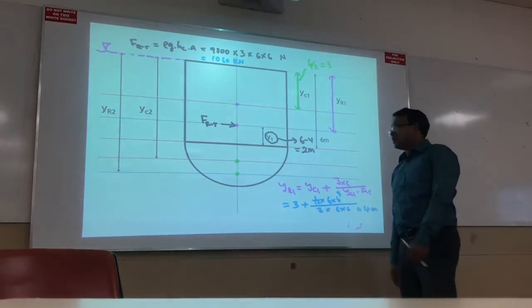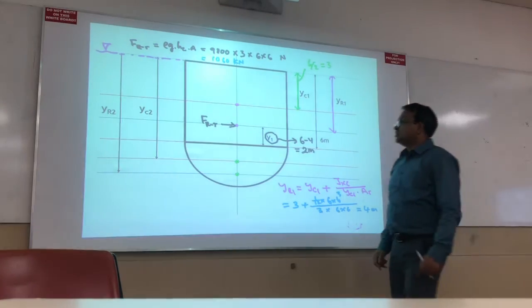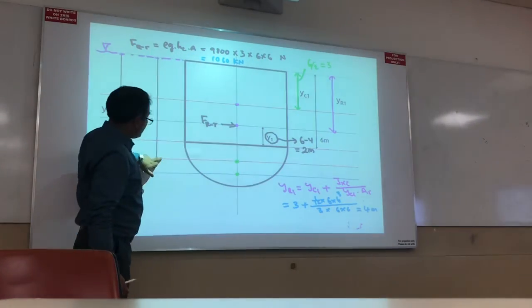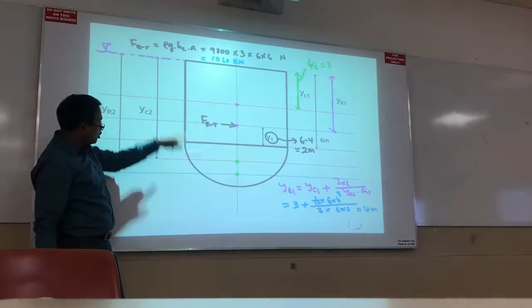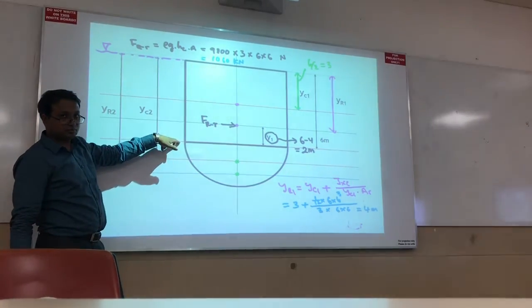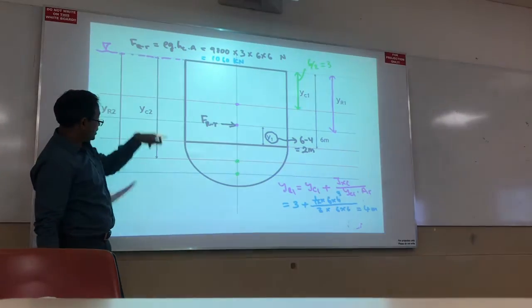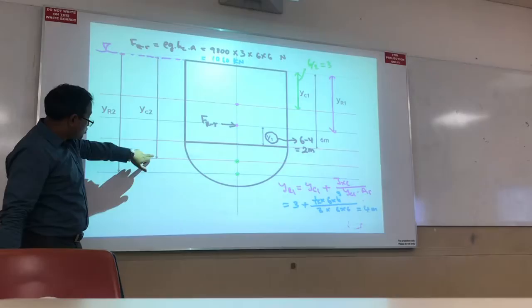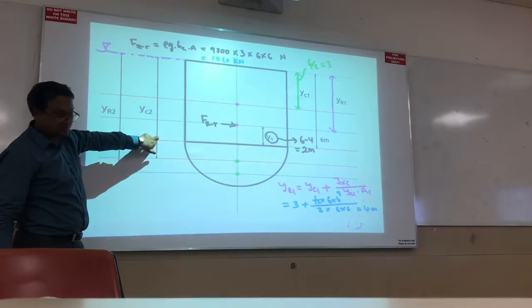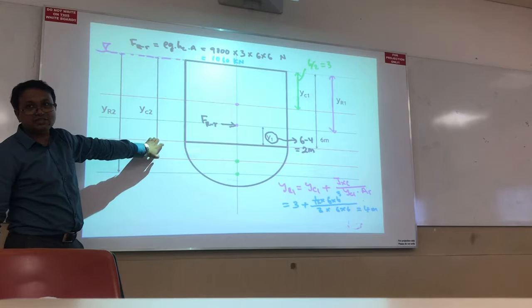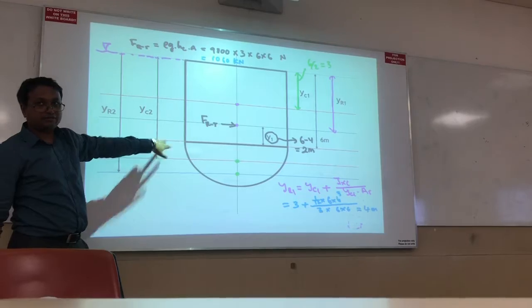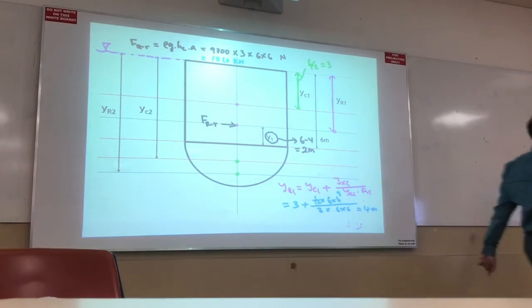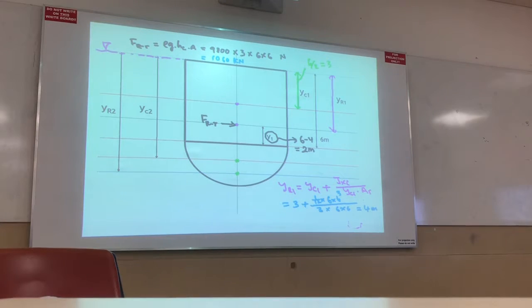Correct. So now I need to find the distance from here to here. I told you, you have to measure from the water surface, not from here. So YC2 becomes 6 plus the distance from here to here, which is 4r by 3 pi. If you look at the picture, you can see the distance from here to here.